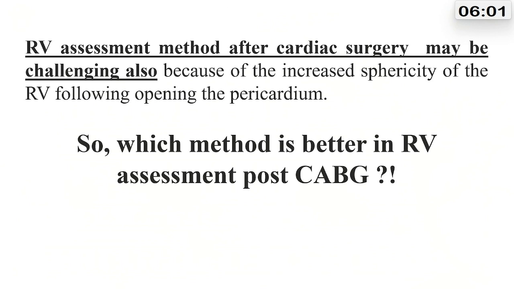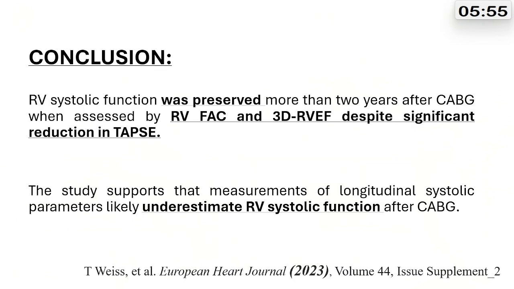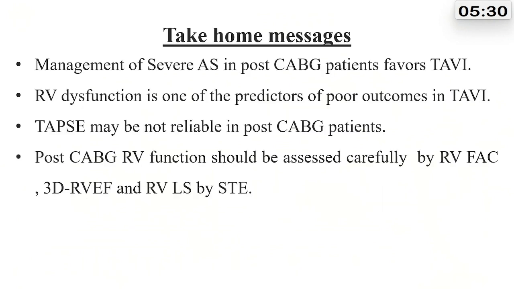So, which method is better in RV assessment post-CABG? This is an upcoming issue, and the conclusion of this paper was RV systolic function was preserved more than 2 years after CABG when assessed by RV fractional area change and 3D RV ejection fraction, despite significant reduction in TAPSE. This study supports that the measurement of longitudinal systolic parameters likely underestimates RV systolic function after CABG. And my take-home message is management of severe aortic stenosis in post-CABG patients favors TAVI.